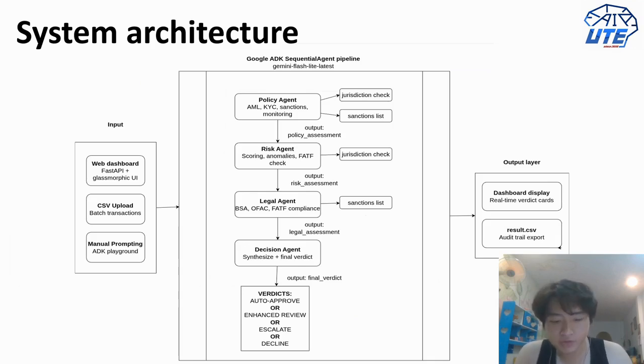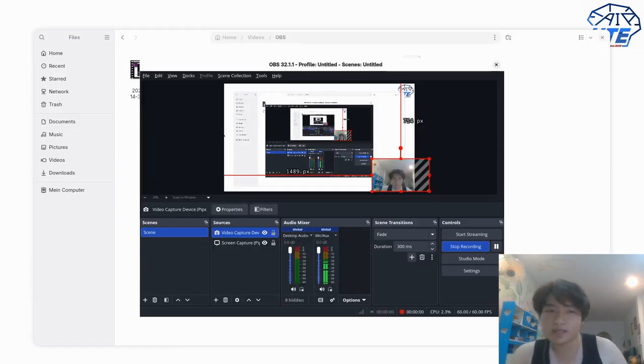For the input, there are 3 ways to submit a transaction for review. First, we have the web dashboard using FastAPI and a glassmorphic UI, where a compliance officer can type in a transaction description or upload a CSV of batch transactions. Second, we can go directly through a CSV, so we can integrate this system into any pre-existing system that banks have, and they just need to pass a CSV into the system. There's no need for any dashboard. And the third way is manual prompting via the ADK Playground.